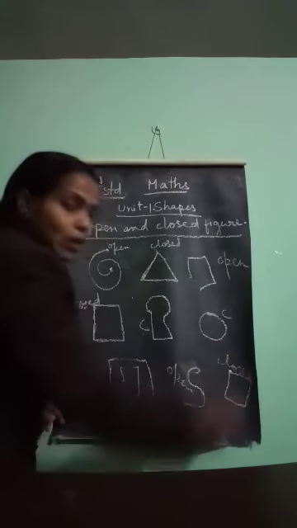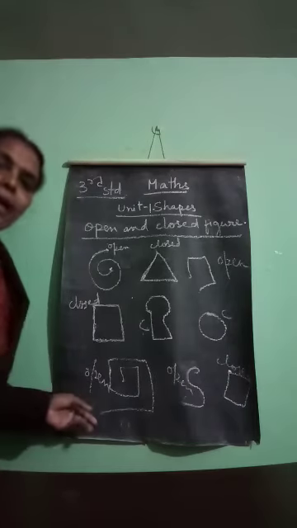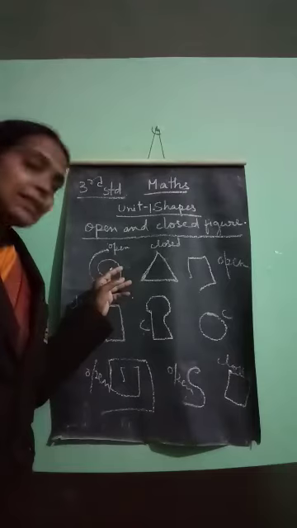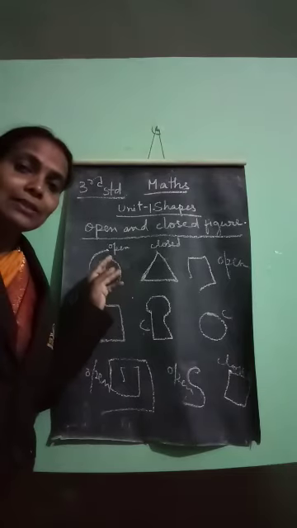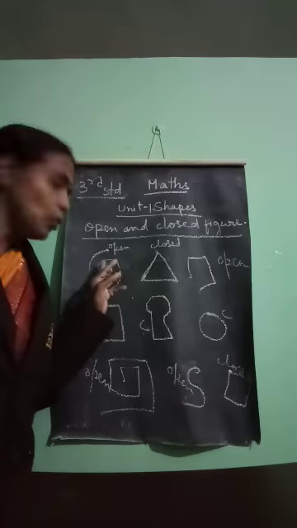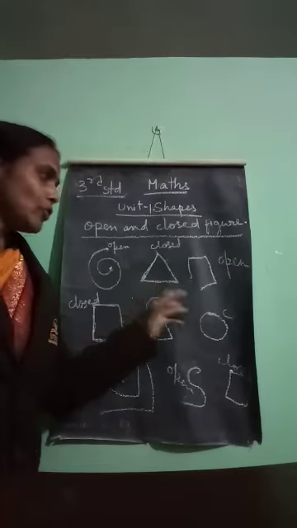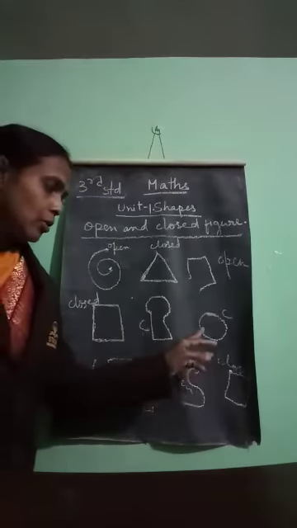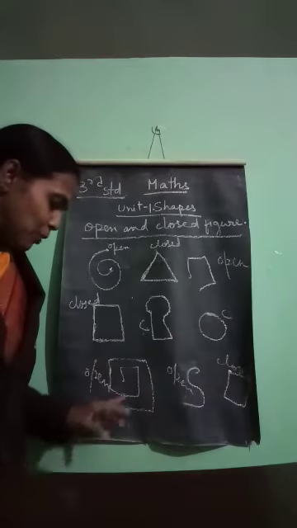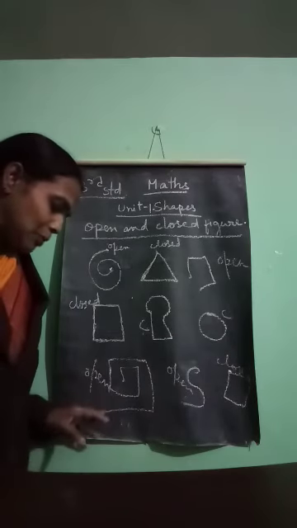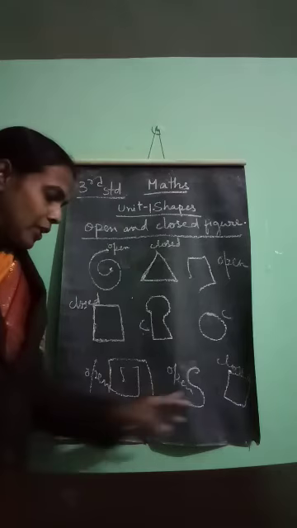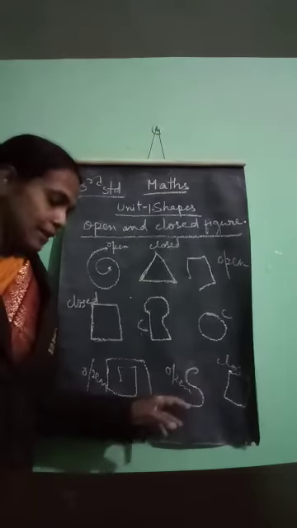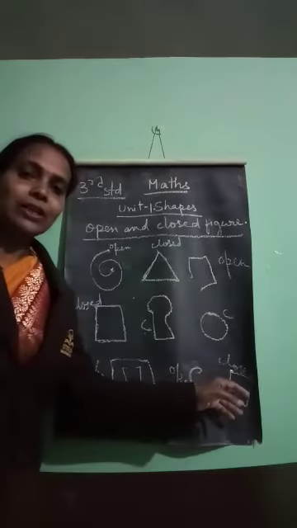So children, you have understood what is an open figure and a closed figure. Open figure means the start and end point are not at the same place. That is an open figure. This is an open figure. This is a closed figure. Open figure, closed figure, closed figure, closed figure. This is an open figure because start and end point are not meeting. This is also an open figure because start and end point are not at the same place. Here it is a closed figure.